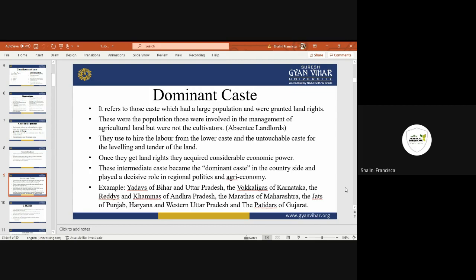So if you talk about who these are, there are some examples given: the Yadavs from Bihar and Uttar Pradesh, the Reddys and Kammas from Andhra Pradesh, the Marathas from Maharashtra, the Jats of Punjab, Haryana, and Western Uttar Pradesh, and the Patidars of Gujarat.